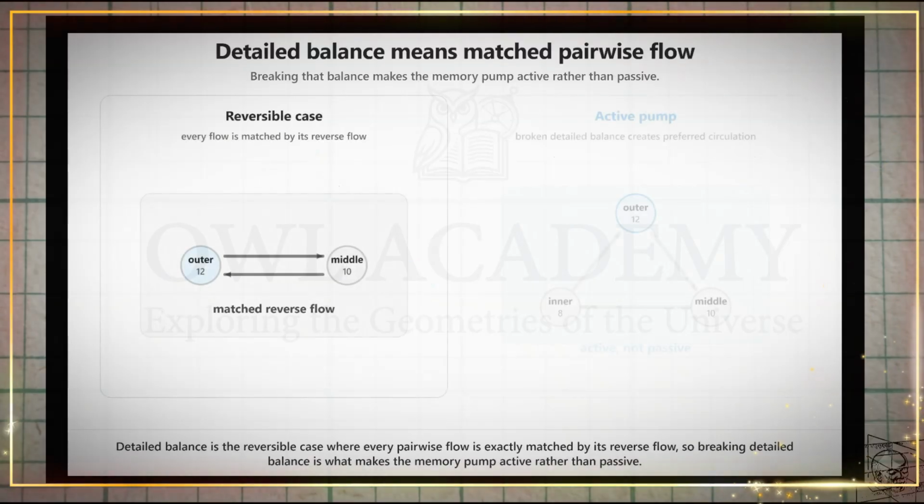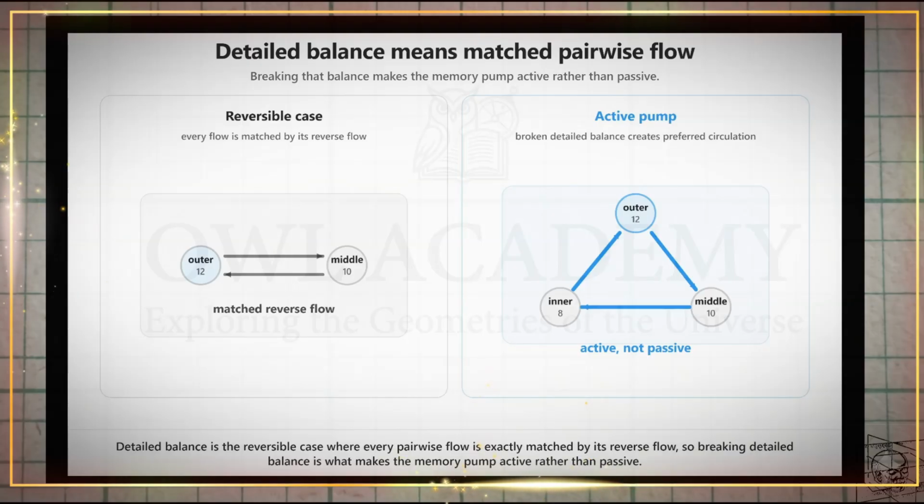Detailed balance is the reversible case, where every pairwise flow is exactly matched by its reverse flow, so breaking detailed balance is what makes the memory pump active rather than passive.